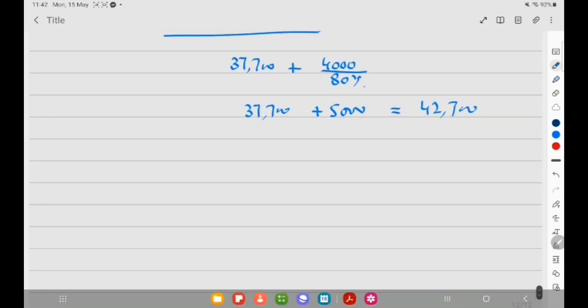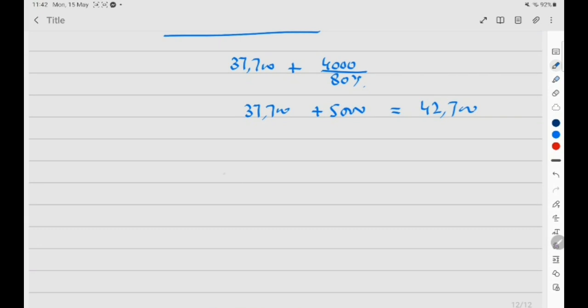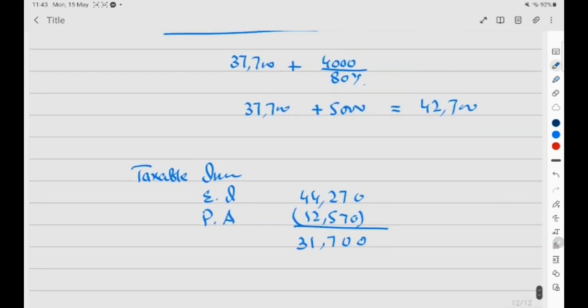Now we have to consider what is his income. His income is given as 44,270. So what is his taxable income? So we are calculating taxable income. If he has 44,270 as employment income, from this we have to deduct the personal allowance of 12,570, and it will be 31,700, his taxable income. So now we need to consider what is unused basic rate band.